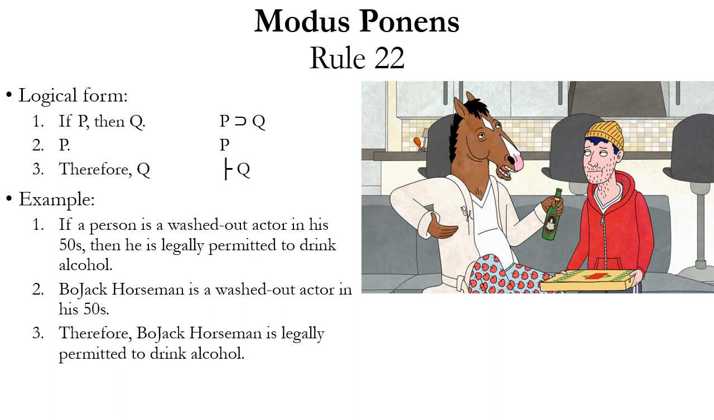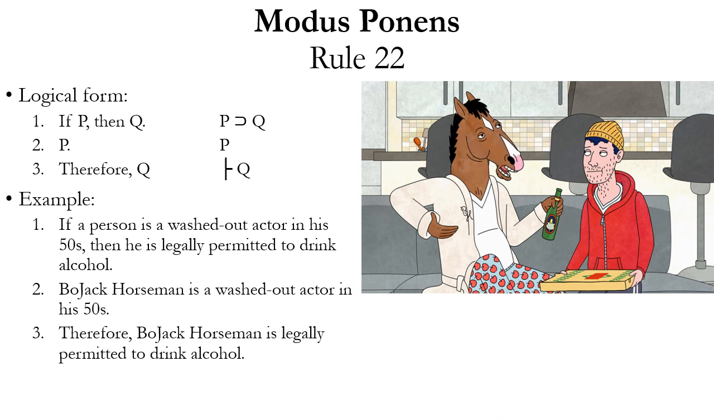And to the right, we have the logical symbols for the logical form. P horseshoe Q, P. Therefore, that symbol basically means it follows as a matter of truth entailment. It follows as a matter of valid deduction, that Q. So here's an ordinary language example. If a person is a washed out actor in his 50s, then he is legally permitted to drink alcohol. BoJack Horseman is a washed out actor in his 50s. Therefore, BoJack Horseman is legally permitted to drink alcohol.